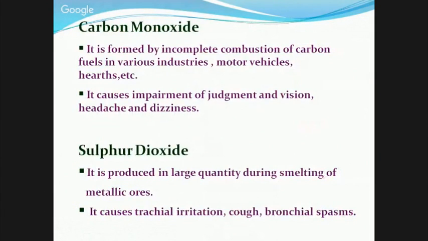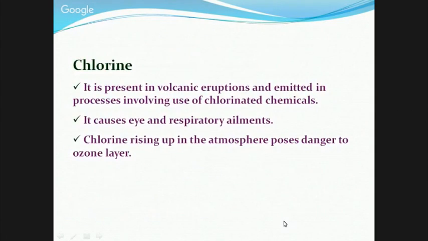Then you have carbon monoxide as another pollutant. Carbon monoxide mainly comes from the emission of combustion of carbon fuels in industries. It causes impairment of judgment and vision. And then you have sulfur dioxide, again from industrial activity, from the smelting of metallic ores. It causes irritation, cough, and bronchial spasm. Chlorine gas is again another pollutant, which is depleting the ozone layer.